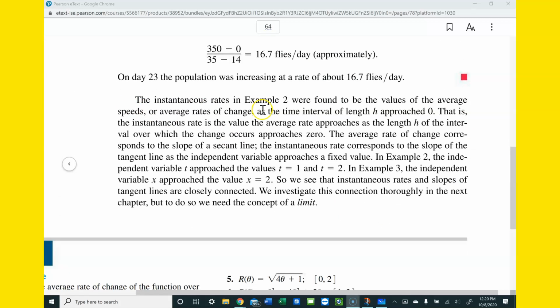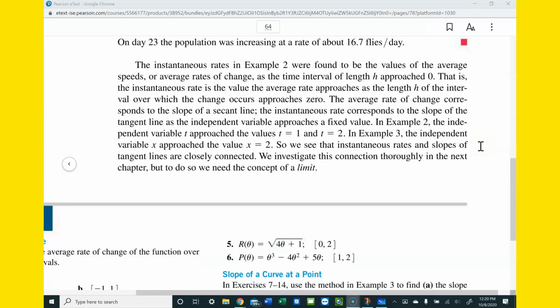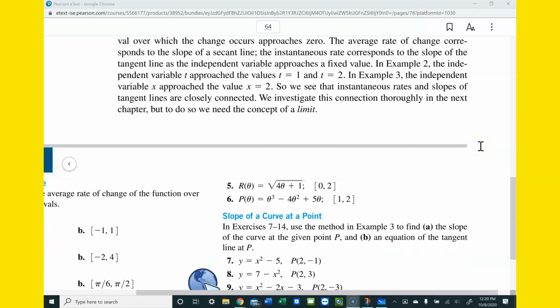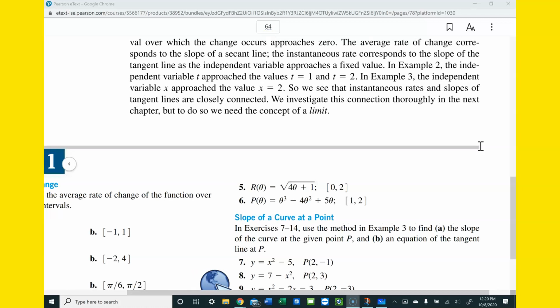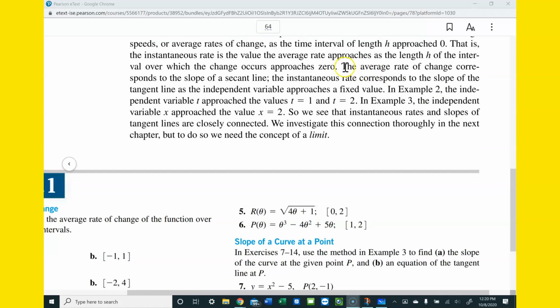All right, the instantaneous rates in example 2 were found to be the values of the average speeds or average rates of change as the time interval h approached 0. That is, the instantaneous rate is the value the average rate approaches as the length h of the interval over which the change occurs approaches 0. The average rate of change corresponds to the slope of the secant line. The instantaneous rate of change corresponds to the slope of the tangent line. Okay, that is the crux of this little unit here. The summary climax is that statement.